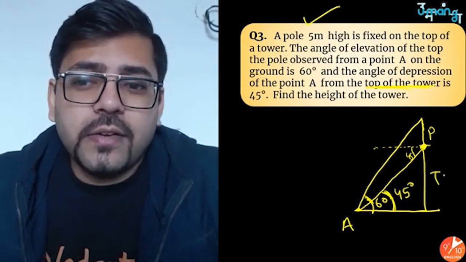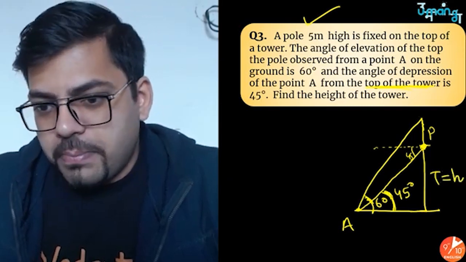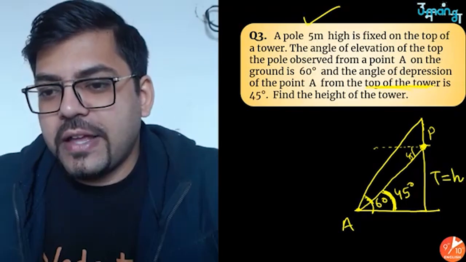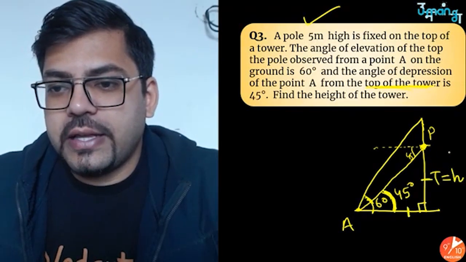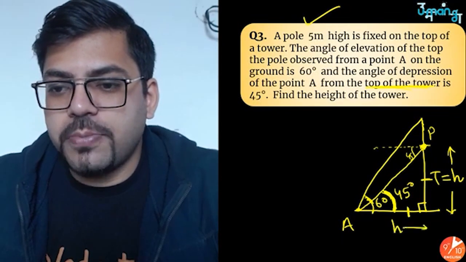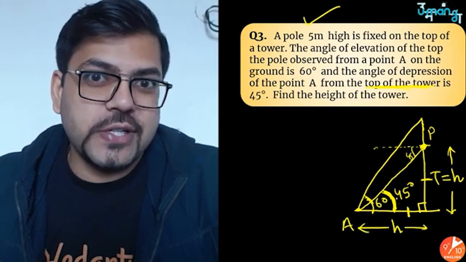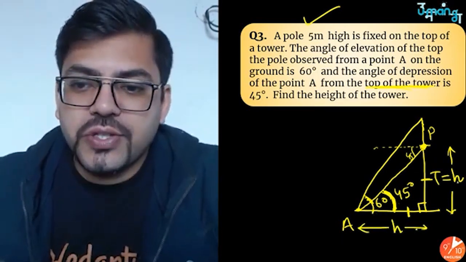Now question says find the height of the tower. I don't know the height of the tower. Let me assume that tower height is h. And I hope you are understanding that if this is 45°, this is 90°. So this will become an isosceles triangle. Like if this is h height, then surely the base is also going to be h, because 45° means isosceles triangle. So this is h, this is h.